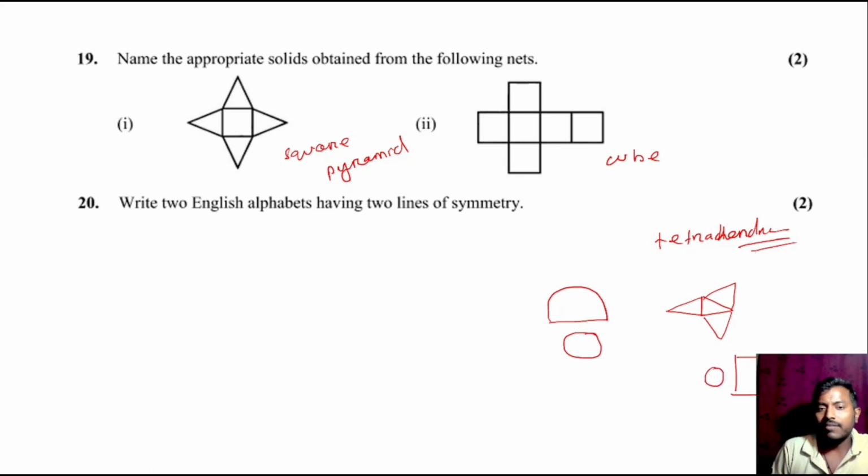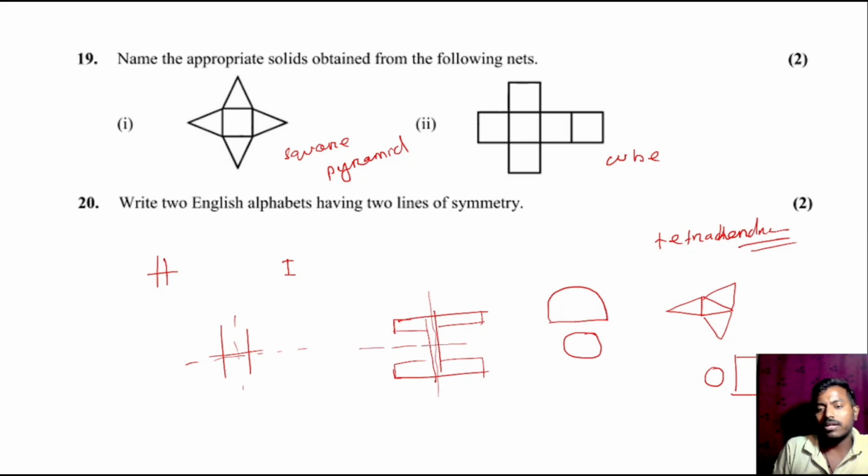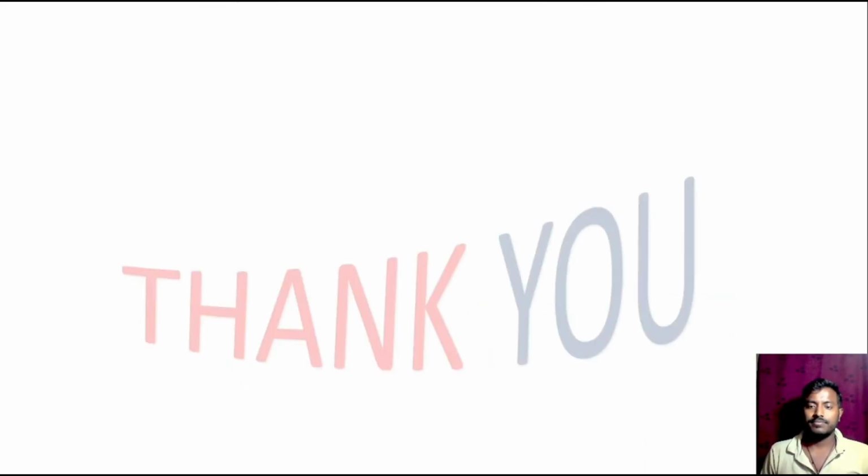Write the 2 English alphabets having 2 lines of symmetry, that is H and I. H has line 1 and line 2. I has here one line of symmetry, here another line of symmetry. Okay, the 2 letters are H and I. Clear? Completed. Thank you.